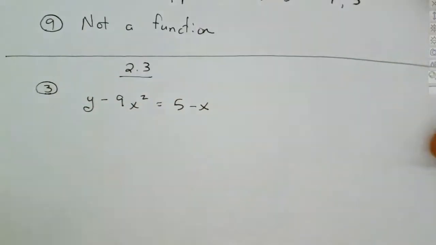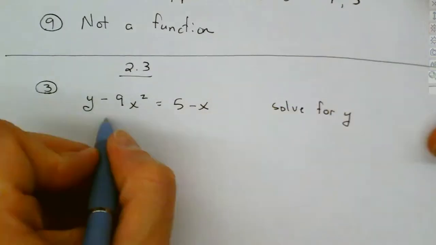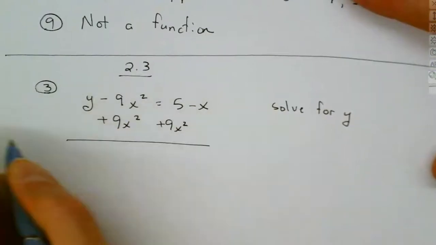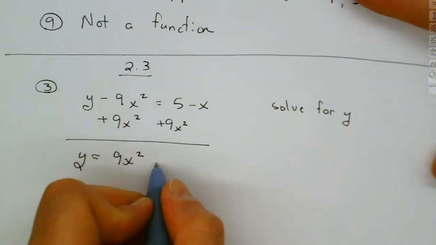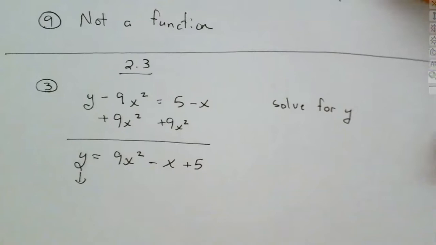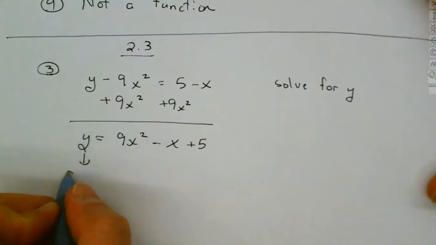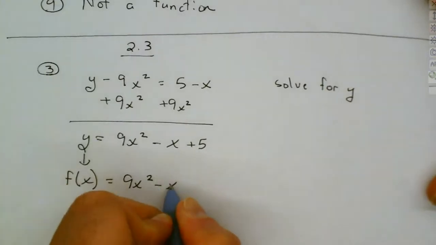Okay, so I'm going to go ahead and solve this for y. So let's add that 9x squared over. And that leaves me then with y equals 9x squared. I'm going to write it as a minus x and a plus 5. Now, what else do we need to do? Okay, it says rewrite the equation with the function notation f of x. So what do I need to do with that y? I'm going to replace that y with f of x. And that is all that you need to do.